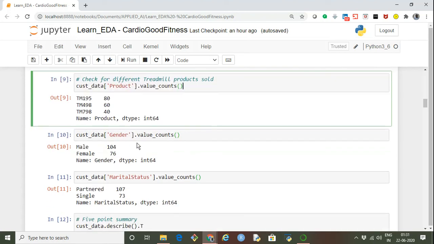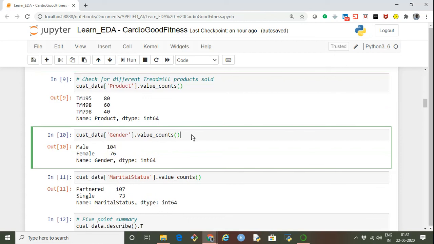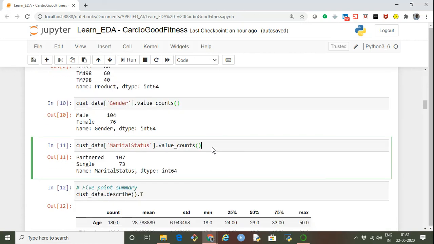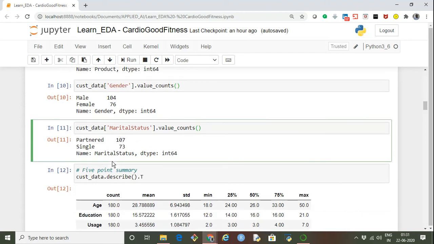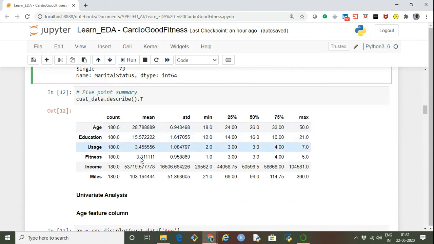Now let's check whether the data set was balanced in terms of gender. There are 104 male customers and 76 female. Let's check the marital status. 107 customers were partnered and 73 single. Next, the 5 point summary. This gives the 5 point summary using data frame dot describe. I'm transposing it so that I can see the column names on the side and the statistics across.